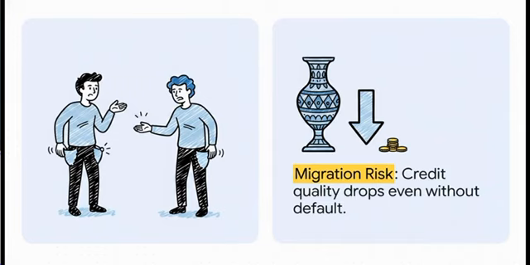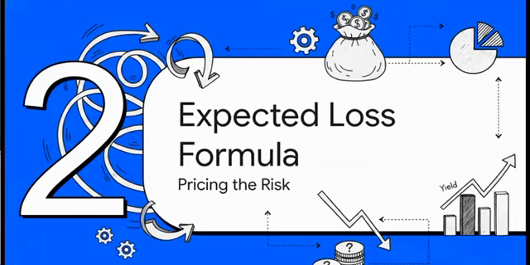But migration and liquidity risk, those are far more common. This is when the quality of the borrower deteriorates, even without an actual default. Imagine you own a really rare collectible. If rumors spread that it's a fake or the market just suddenly dries up, you have to slash the price to sell it. The borrower hasn't defaulted, but your asset has still lost real value. Examiners absolutely love to set traps here by making you think credit risk only means bankruptcy. It definitely doesn't. Moving on to Section 2, the expected loss formula, pricing the risk.